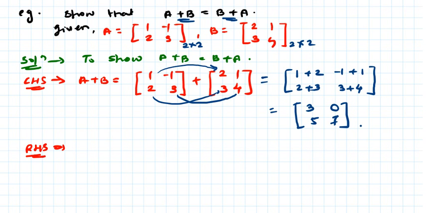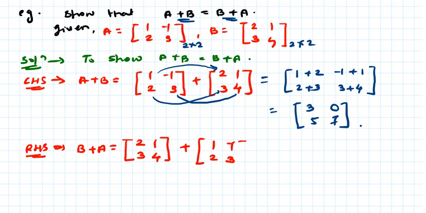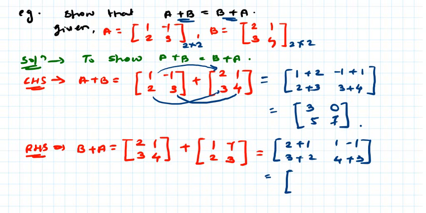RHS of this equation is B plus A. So what is matrix B? B is 2 3 1 4 plus matrix A is 1 2 minus 1 3. Now again take addition of the corresponding elements. This will be 2 plus 1, then this will be 1 minus 1, then this will be 3 plus 2, then this will be 4 plus 3. Add corresponding elements. So this will be 2 plus 1 is 3, 3 plus 2 is 5, 1 minus 1 is 0, 4 plus 3 is 7.